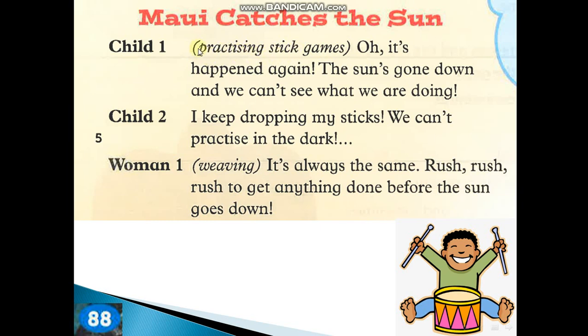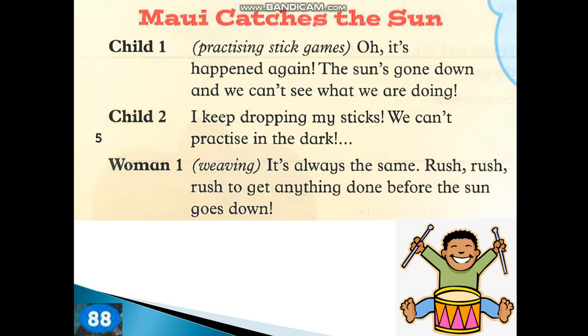So here, you can imagine that there's a child 1. He is practicing stick games, and then he is talking. So this is what that child, the actor who is acting this role, is acting like this. Oh, it's happened again. The sun's gone down and we can't see what we are doing. Now, child 2 will come and say, I keep dropping my sticks. We can't practice in the dark.